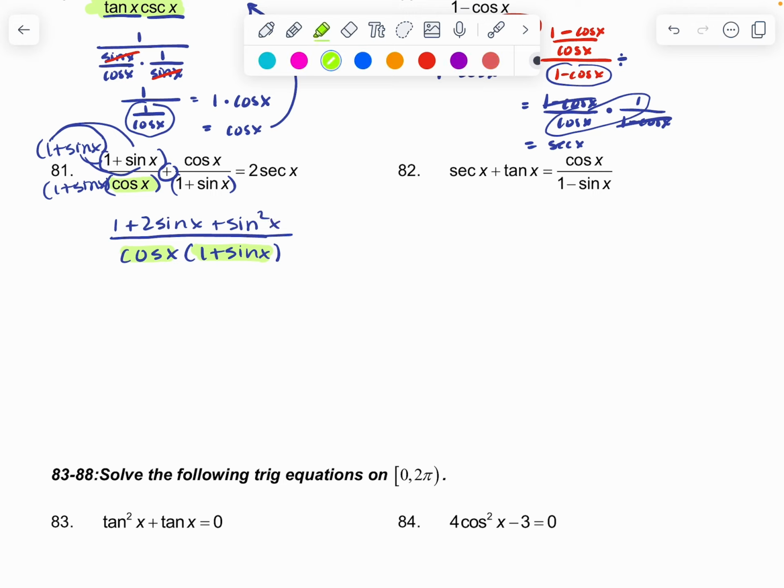Let's look at the next one. I have a 1 plus sine x here. I have a 1 plus sine x here, but I need another cosine of x. So let's multiply this by cosine of x, and then cosine times cosine is just cosine squared x.